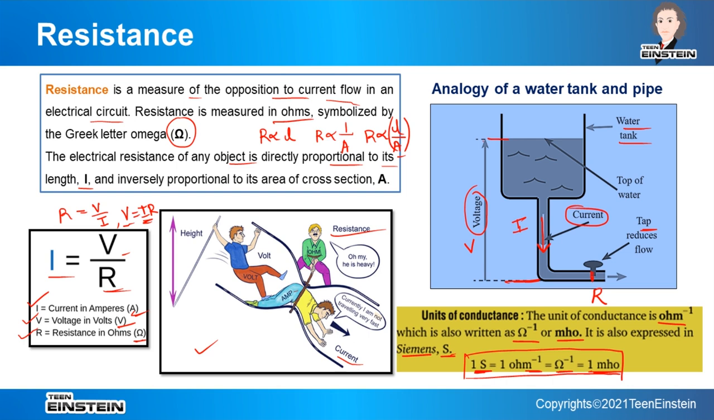Okay, so in this way, if you can remember this picture, you can easily understand the relationship between these three terms. V is directly proportional to I, but resistance and I, these two are inversely related. So when there is high resistance, the current will be very low, and obviously if resistance is high, the current cannot be very high. So try to remember this analogy of the water tank. It will help you to remember this equation, that is V equal to IR.